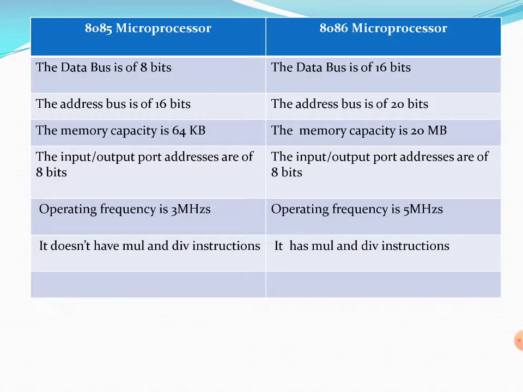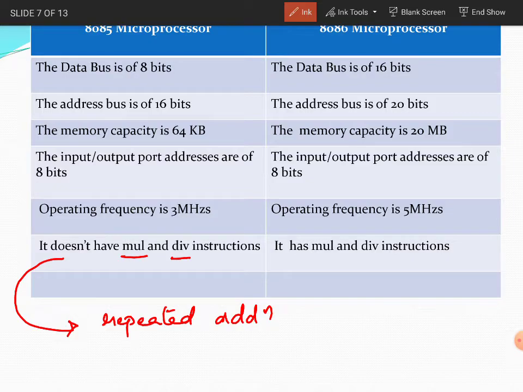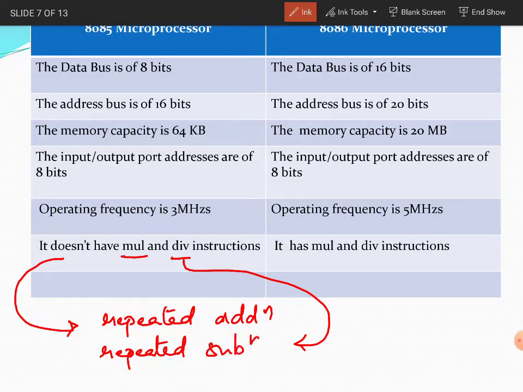The 8085 microprocessor has no multiplication and division instructions. That is the reason whenever we have to write a program for multiplication, we write it by repeated addition, and whenever I have to write a program for division, repeated subtraction. When you compare this with the 8086, it has MUL and DIV instructions.